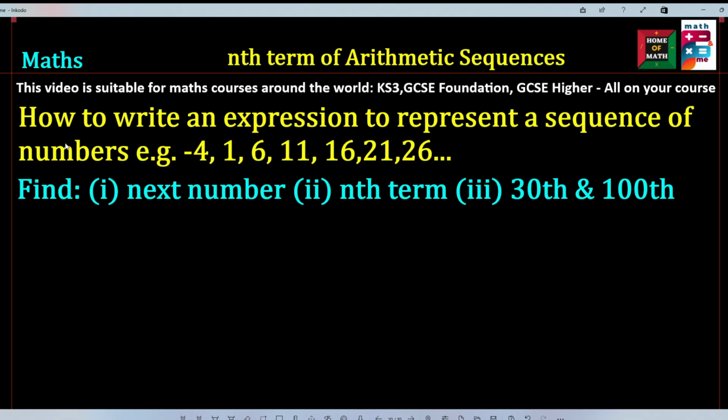So let's start. Here is how to write an expression to represent a sequence of numbers: -4, 1, 6, 11, 16, 21, 26, and so on. First we write the sequence: -4, 1, 6, 11, 16, 21, 26. Step number 1, we have to find the difference. Here is -4 and here is 1. So what is the difference?